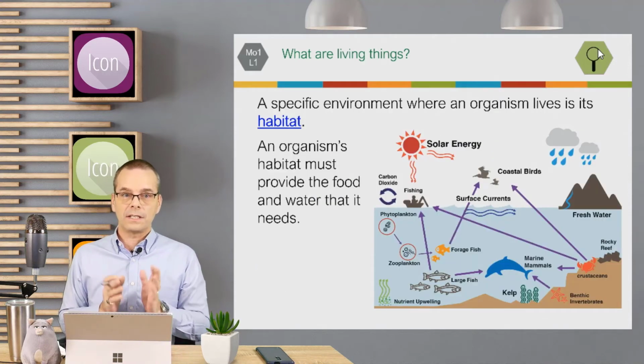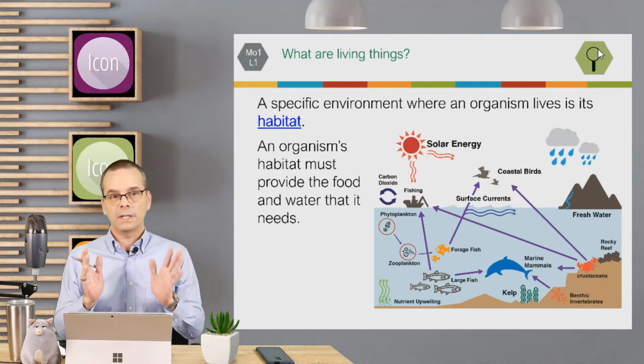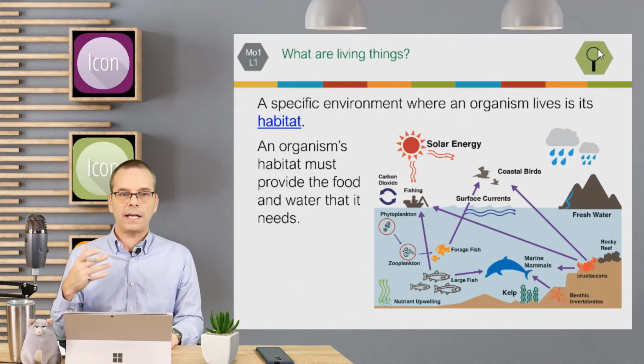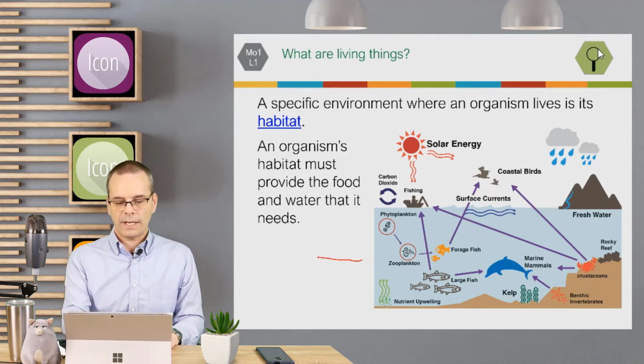Now, a specific environment where an organism lives is called a habitat. And that habitat has to provide the food and water that it needs. For example, here's an example of a habitat.